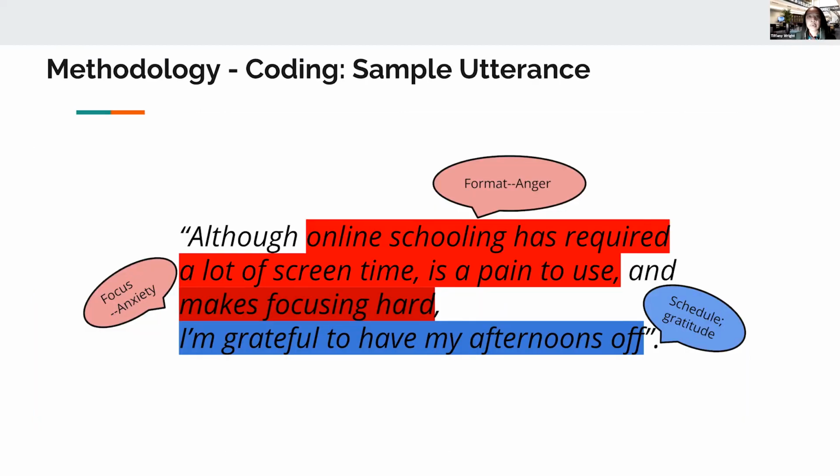So here's an example of how we coded the utterances. One student said, "Although online schooling has required a lot of screen time, is a pain to use, and makes focusing hard, I'm grateful to have my afternoons off." So as you'll see, the first highlighted portion of this utterance, they're talking about format in online schooling. And we coded for anger because they're expressing frustration through "it's a pain to use." And then the next line, representing focus and anxiety. And then the last line, they're expressing something positive in that they're grateful to have a flexible schedule.